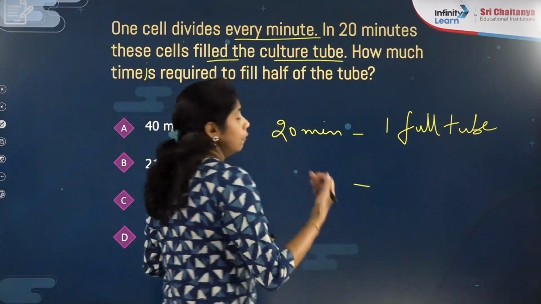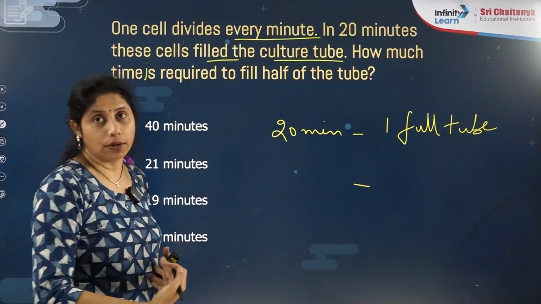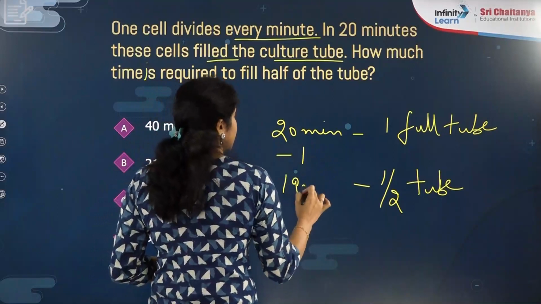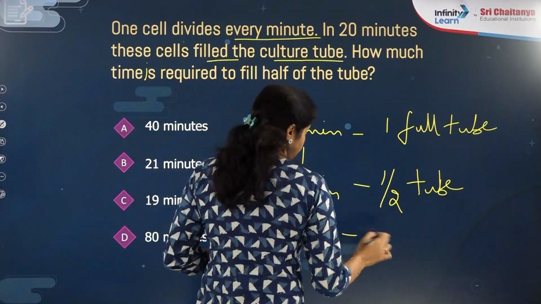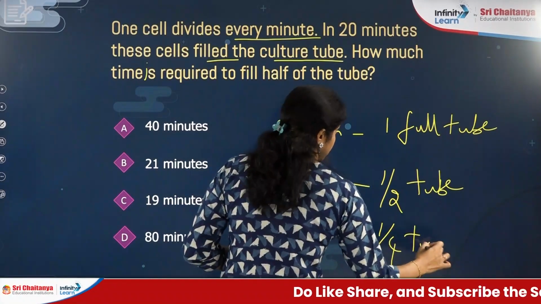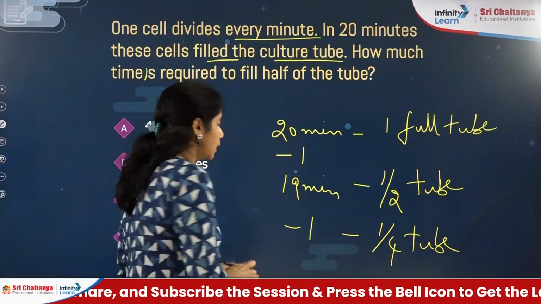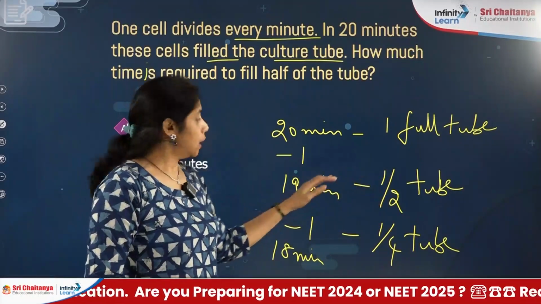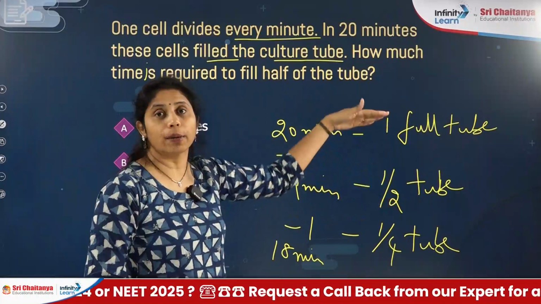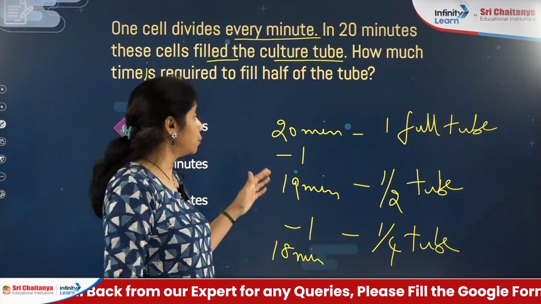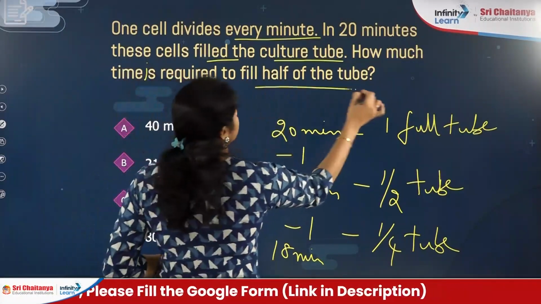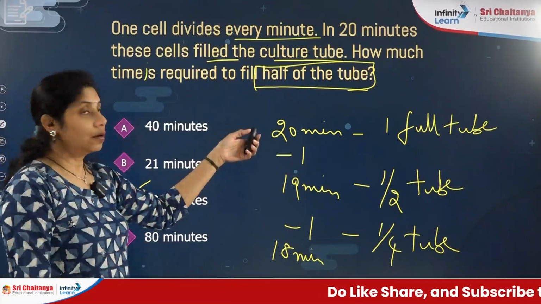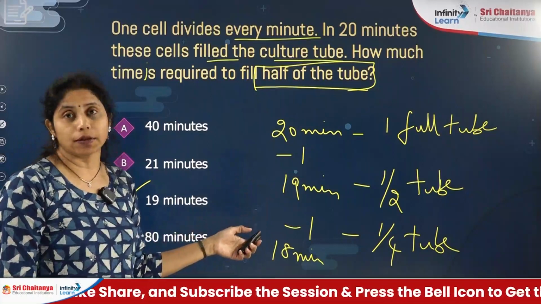So if it is a full tube in 20 minutes, one minute before that it would have filled half of the tube. So minus 1, it will be 19 minutes. If you do minus 1 one more time, it would have become half of this half, that is 1/4 tube. At 18 minutes, 1/4 tube is there, then in 1 minute it would have filled half of the tube. In the next minute, that is 20 minutes, this half would have become the full tube. So this is how you need to calculate. You just have to do minus 1 because the question asks about filling half of the tube. One tube in 20 minutes, so half tube in 19 minutes, n minus 1.